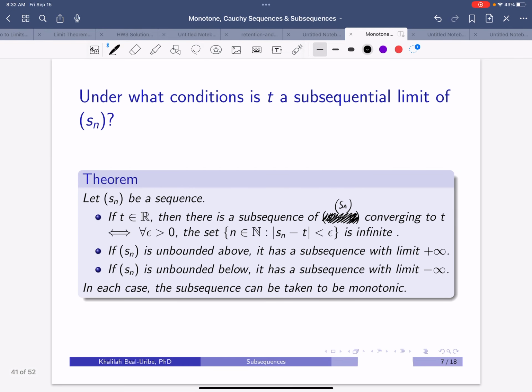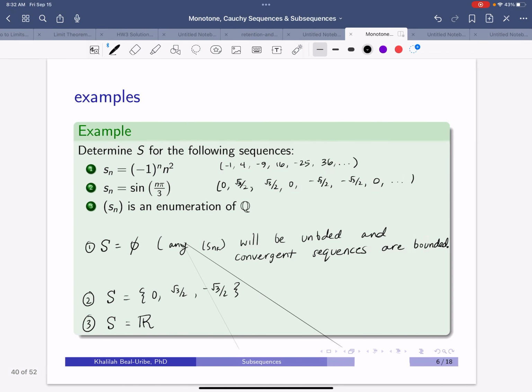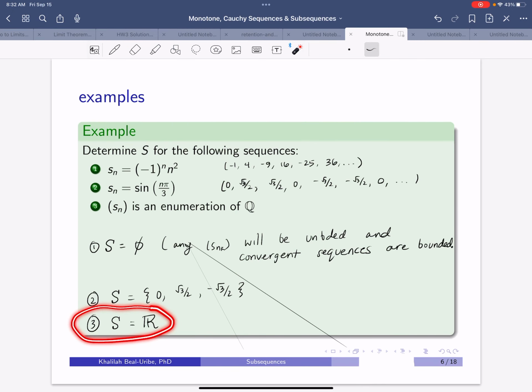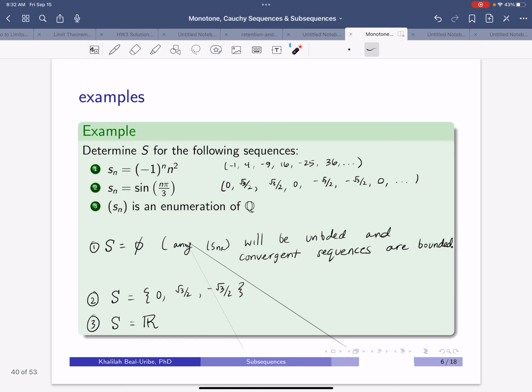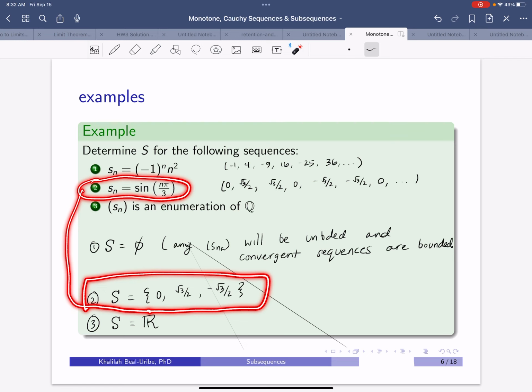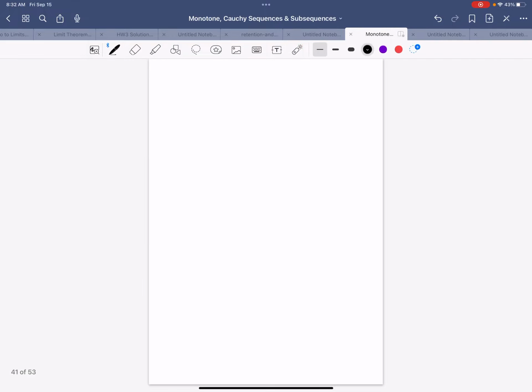Okay. So now let's look at this question here. Under what conditions is T a subsequential limit? If you had a hard time believing me, because I kind of didn't give a proof for any of these. I just said, let me think about what subsequences could converge to. And that's not a concrete proof. But the easiest would be to prove that for number 2, the set of subsequential limits is 0, root 3 over 2, and negative root 3 over 2. And then here's just a sketch of the proof.